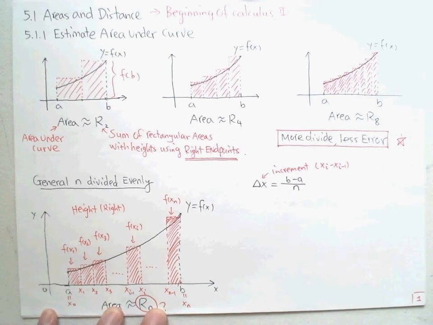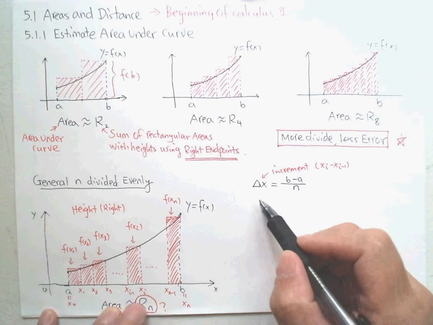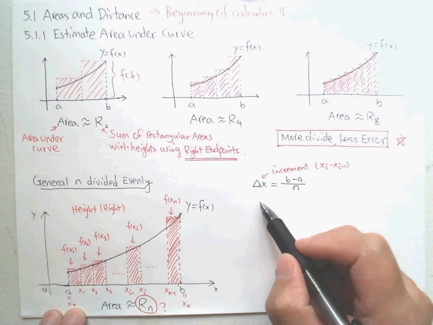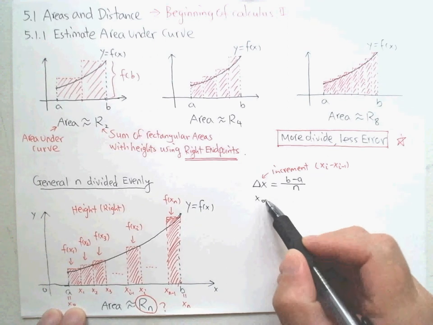So that's the first. Then x0 we have, right? I wrote it here. x0 we know is a.